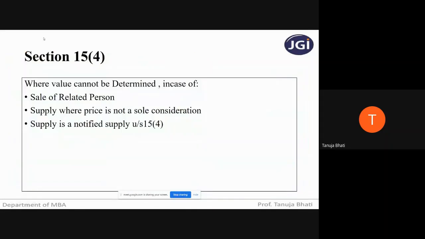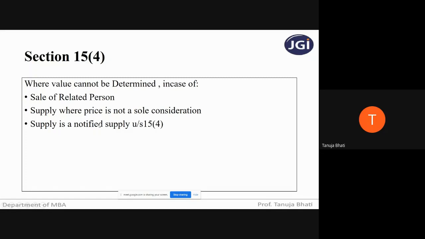Now let us see section 15, subsection 4 and 5. What does 4 and 5 say? Section 15, subsection 4 says that where value cannot be determined as per section 15, subsection 1, 2, 3, in case of sale between related persons, supply where price is not the sole consideration, and supply that is a notified supply, notified meaning whichever the government will notify by its notification, then it shall be determined in a manner prescribed. There is a certain set of rules for these kinds of value.